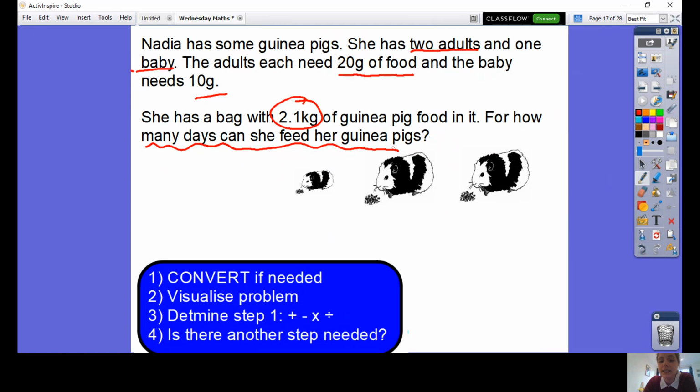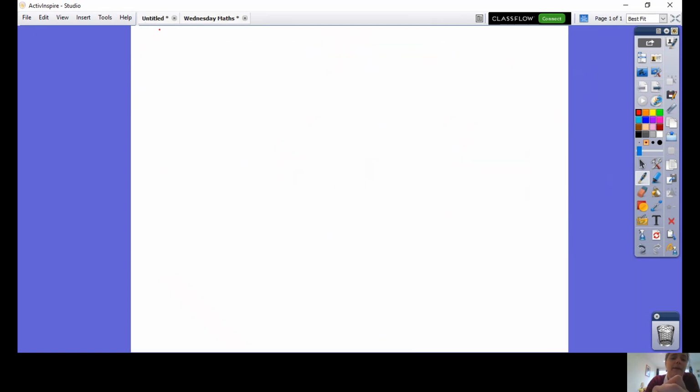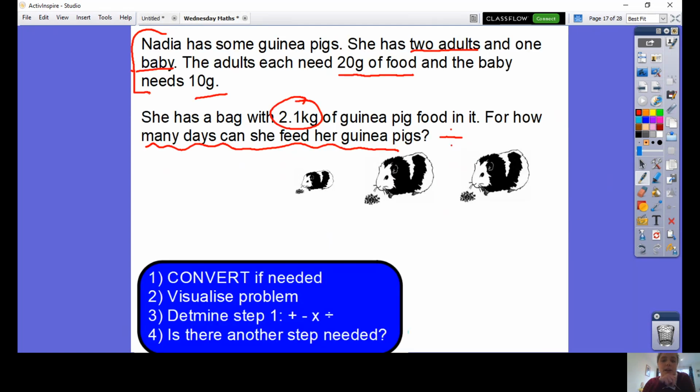Hopefully you're recognising this second part where we're trying to find how many days she can do it. We know that's divide. But before we can do that, we've got to work out this information. How much food is needed each day? It's not a simple case of, oh, we need 400 grams each day. We've got to work that out. The adults each need 20 grams of food and the baby needs 10 grams of food. Okay, in total, then, that's 50 grams of food.